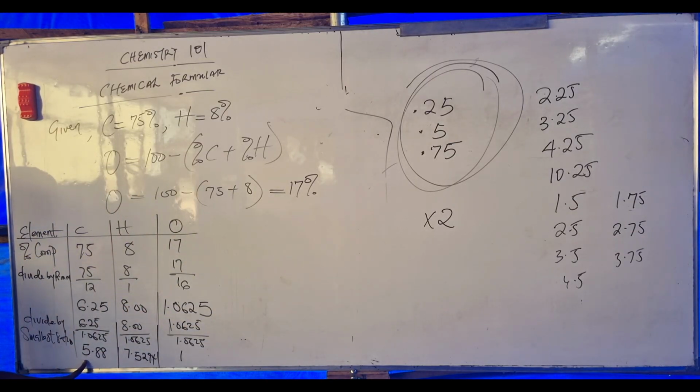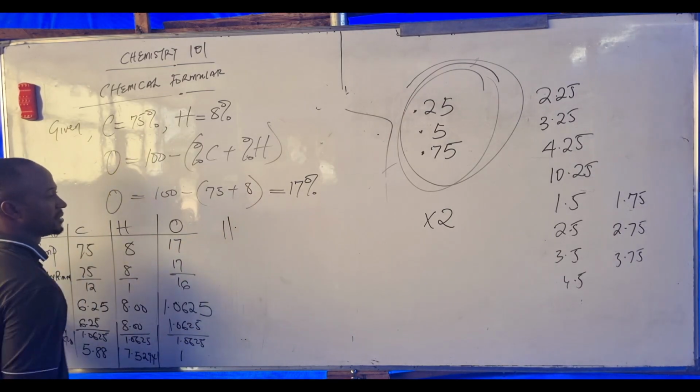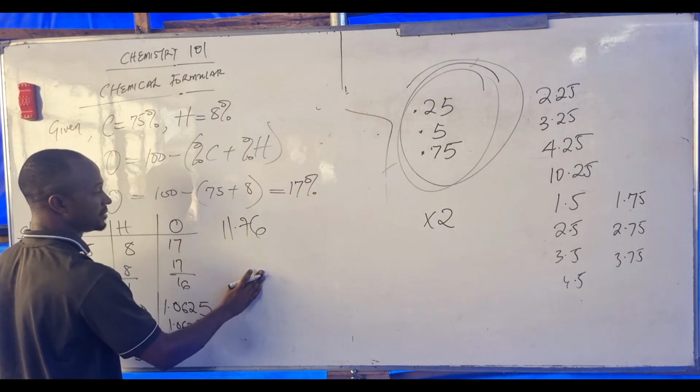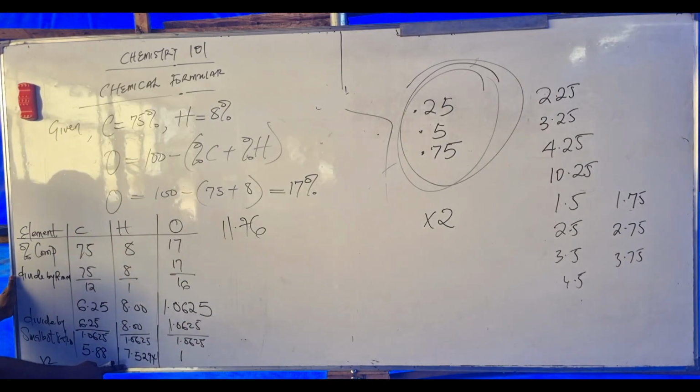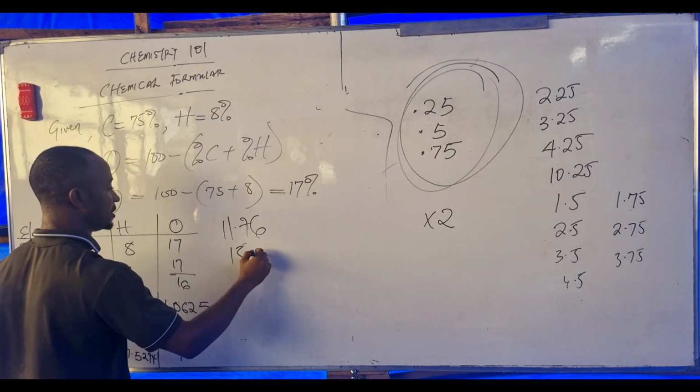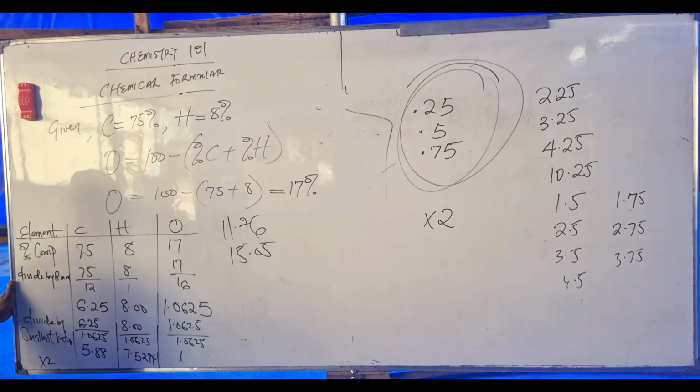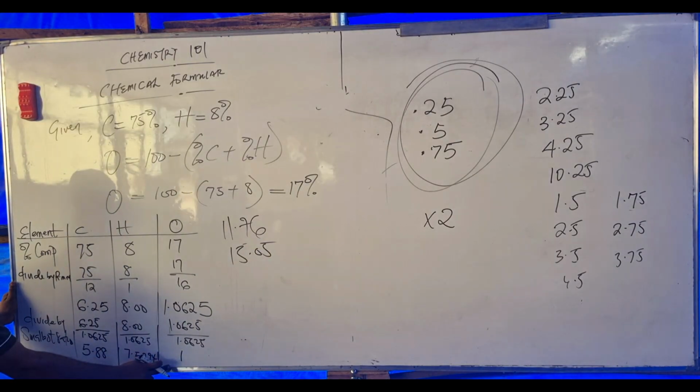What is 2 times this here? Let's try this. What is 2 times 5.88? What do you have? Times 2 first now. 11 point what? 76. Let's try this. What do you have there? Times 2. 15 point what? 05. Let's try this. What do you have here? 2.